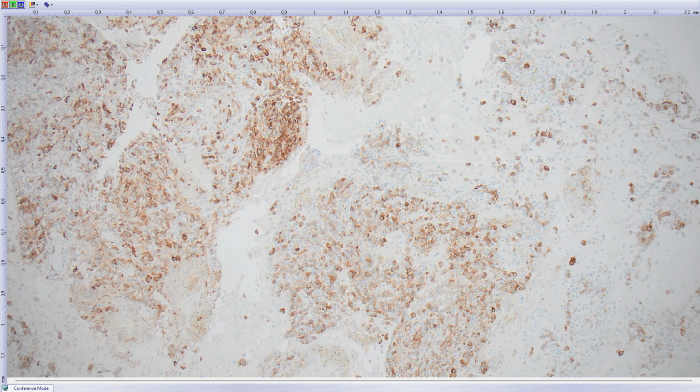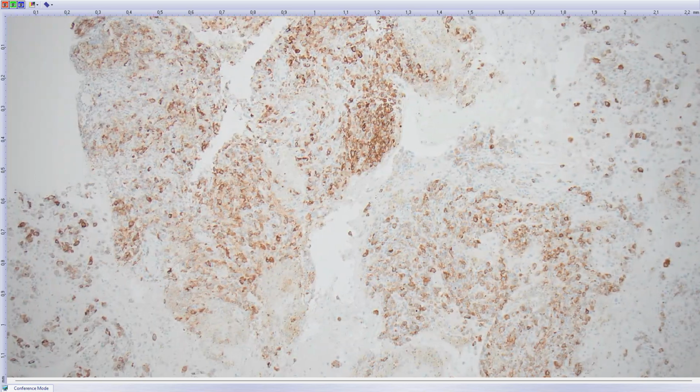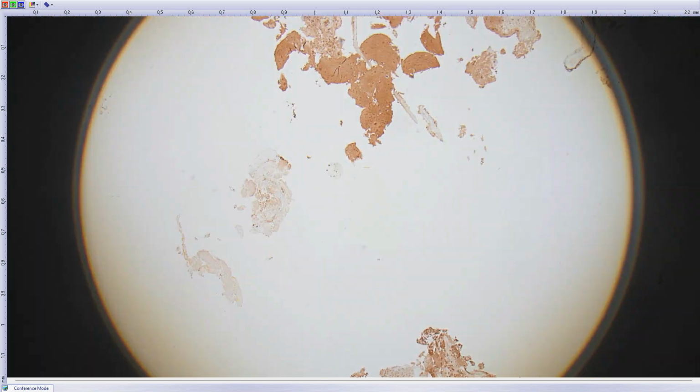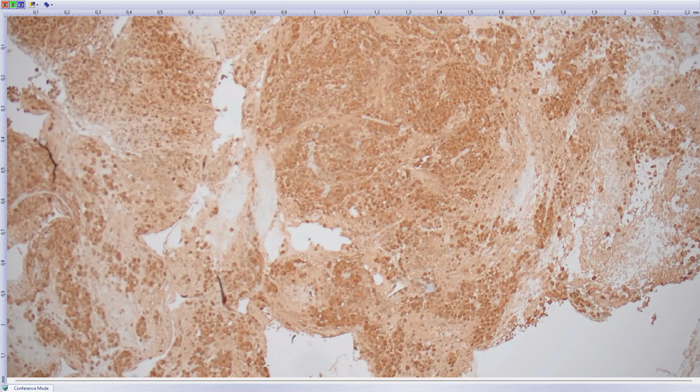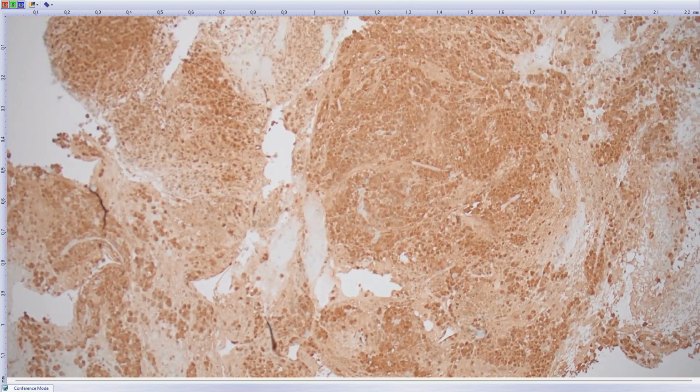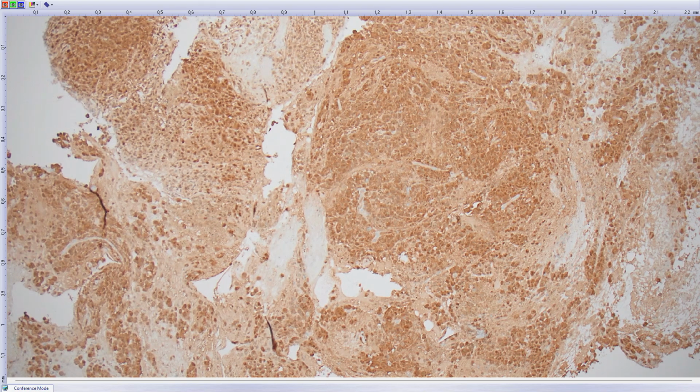This is HMB45, which was positive, and also S100 was positive. So this is a metastasis of melanoma into the brain, despite the patient not having any anamnesis, or they weren't aware of that, but maybe the patient had excised melanoma many years ago and didn't mention that to the clinician. So that's it from me.